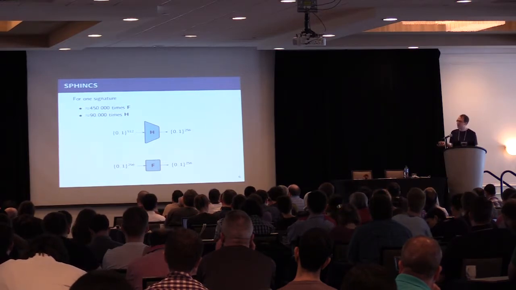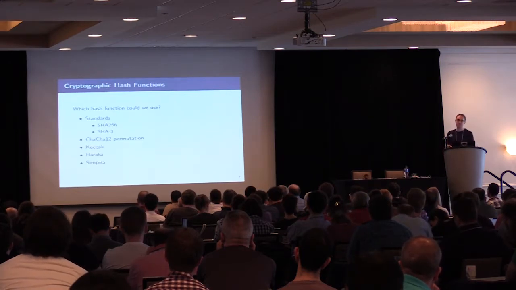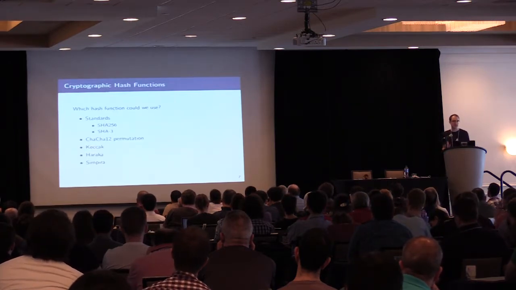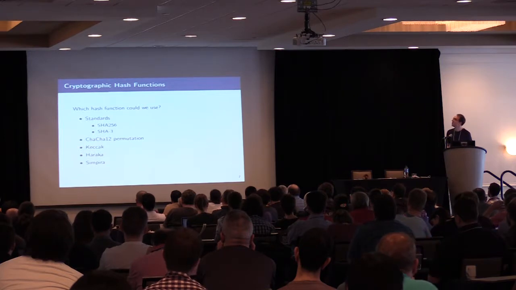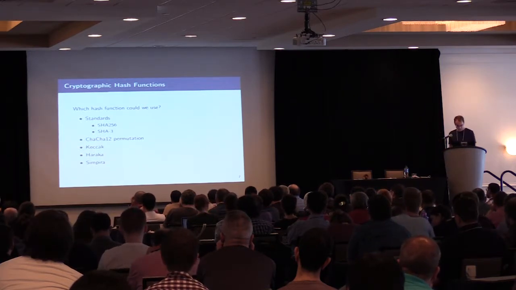So how could we now instantiate F and H? Because there are a lot of choices. We can instantiate with any secure hash function. So what should we use? What could we use? There's a huge pool.